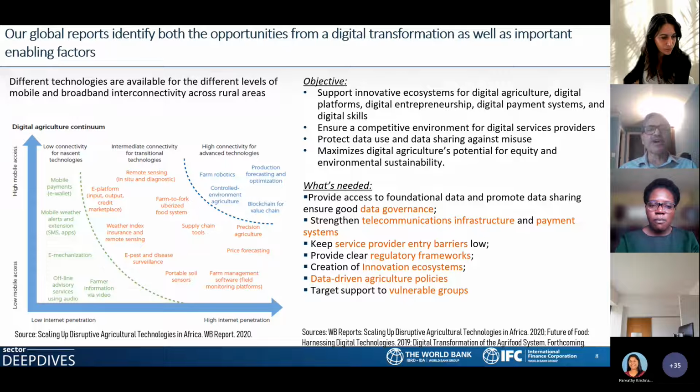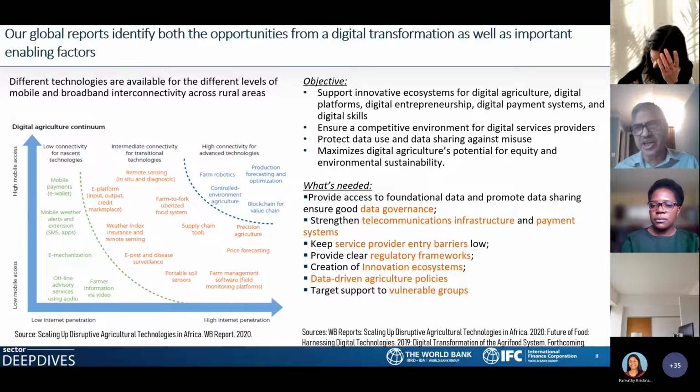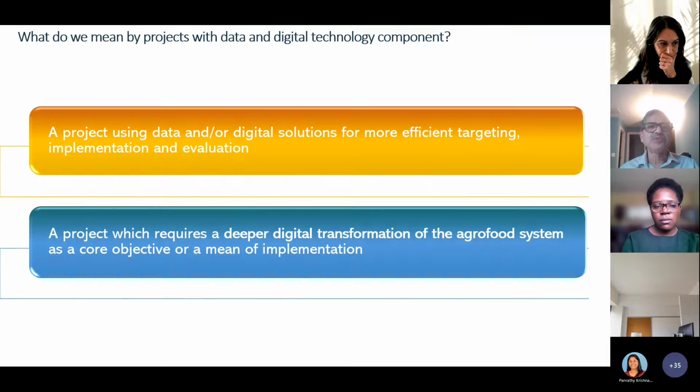And that's what we find. And there's the issue of connectivity. So we have found from our report that you can use data and digital technologies in an offline or online way. This is the report we did in Africa on scaling up disruptive agriculture technologies, which shows that there's a continuum of approaches you can use if you want to use digital technologies. And I would urge you to also read that report to understand that it's not necessary to use only fancy things like machine learning or AI. There are lots of other possibilities when you use digital technologies. Next, please.